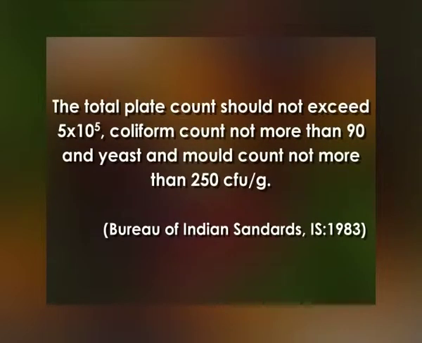As per the Bureau of Indian Standards, the total plate count should not exceed 5 by 10 raised to the power 5. Coliform count not more than 90 and yeast and mold count not more than 250 colony forming units per gram. The chemical and physical change in the casein and whey proteins brought about by the combined action of heat and acid treatments form the basis of paneer making.